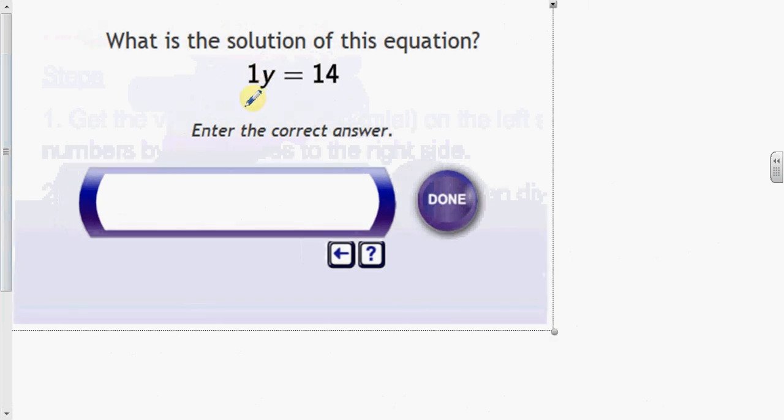This is 1 times y. That's y is equal to 14. You're done.